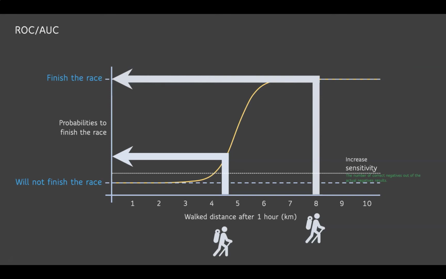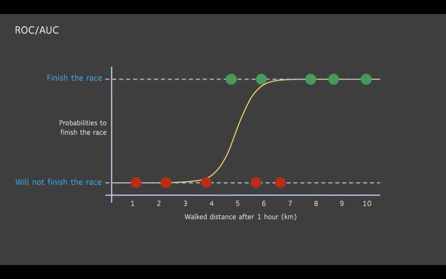Let's go back and consider this to be our test data. We know these data points are correct because they have been labeled. It is a supervised learning situation and we know that these people at the top, those 5 green data points, actually finished the race, and we know that these people at the bottom, those 5 red data points, actually did not finish the race.